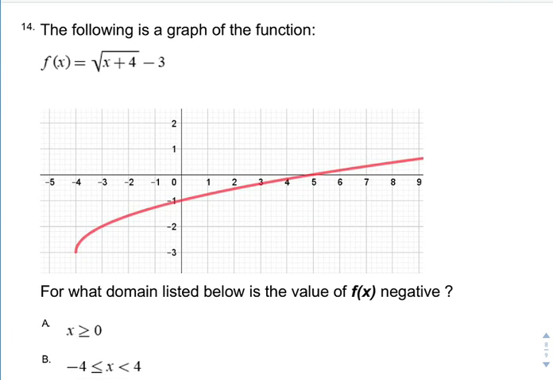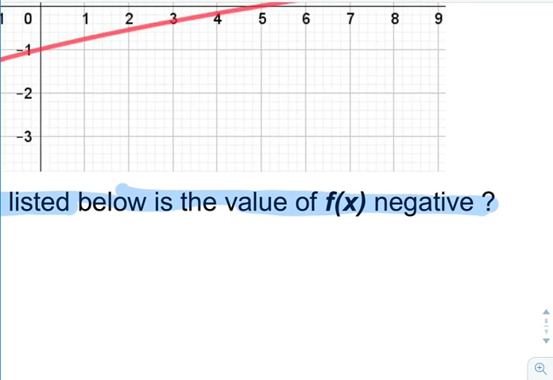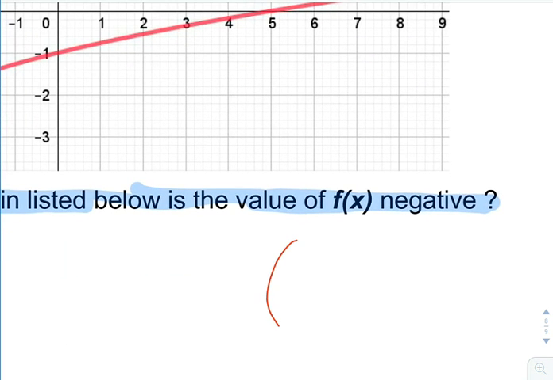14. Here's a graph of the function, square root of x plus 4 minus 3. All right. So there's a graph of a function here. And it says, for what domain listed below is the value of f of x negative? Remember, all the x-coordinates of a function can be represented as input, and the y-coordinate is the whole function. Remember that. It's an important concept of math too here.